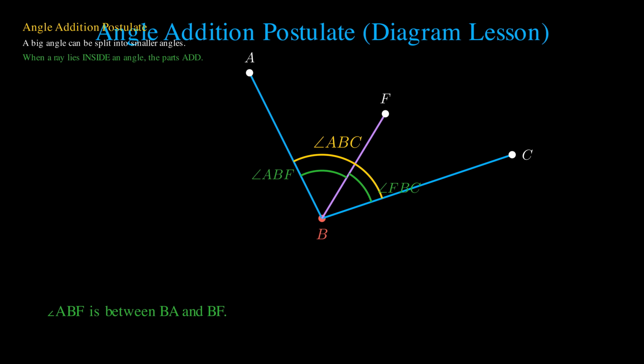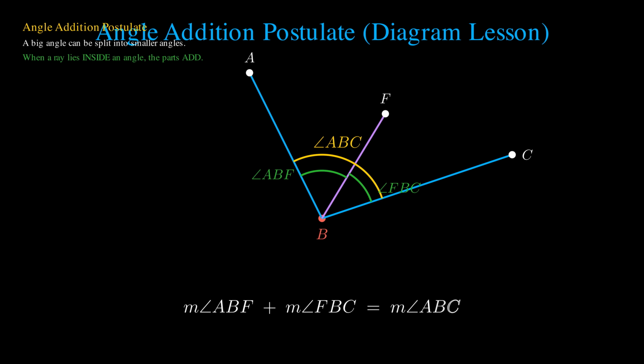The second smaller angle between rays BF and BC is called angle FBC. So the inside ray creates two adjacent angles. Now here's the important rule. The measure of angle ABF plus the measure of angle FBC equals the measure of the big angle ABC. In simple words, the parts add up to the whole. This is exactly what the angle addition postulate tells us.